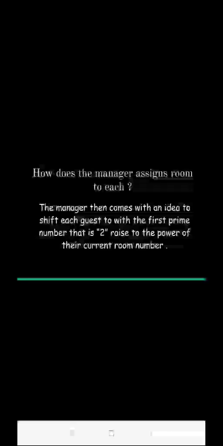But then he remembers Euclid's proof of infinitely many prime numbers. So he comes up with a new trick to allot the rooms. The manager assigns room to every current guest, room number 2 raised to the power of their current room number. For example, the current occupant of room number 7 moves to room 2 to the power 7, that is 128.